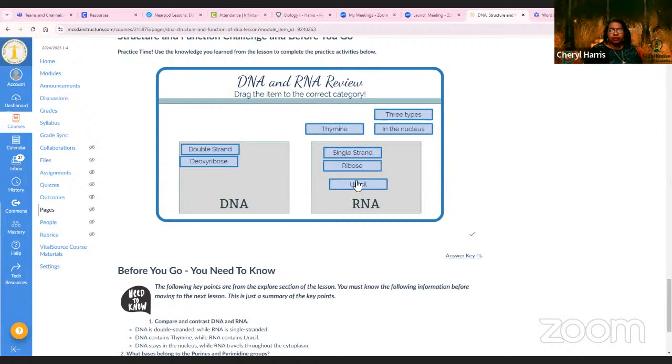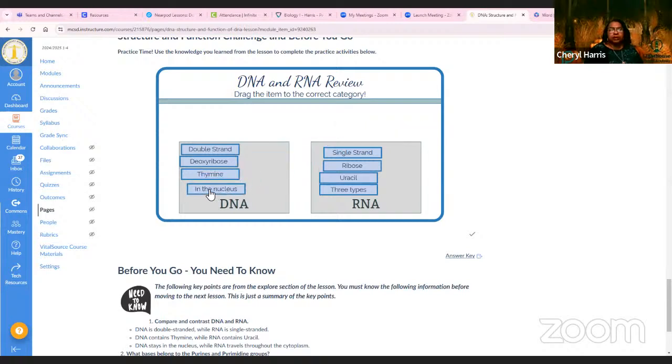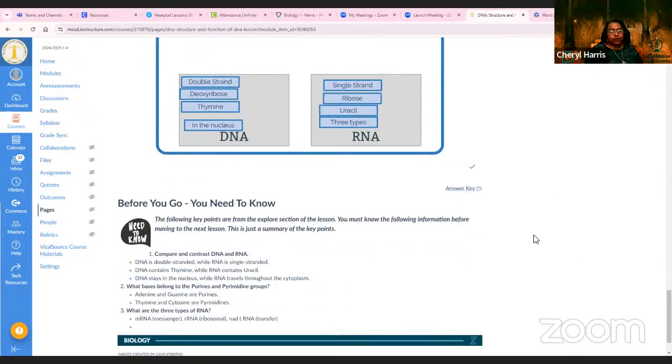Uracil is only found in RNA. There are 3 types of RNA. Thymine is the base that's only found in DNA, and DNA is only found in the nucleus. Okay? All right, so those are the things you need to know.